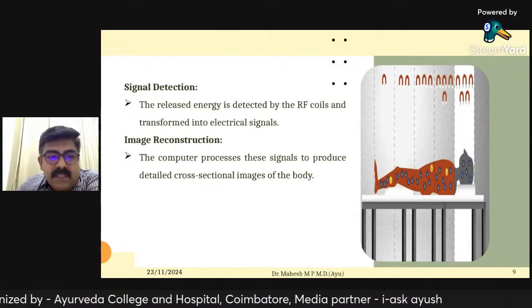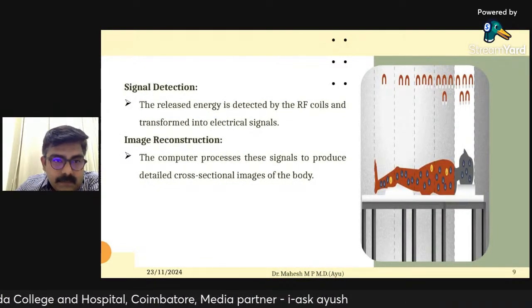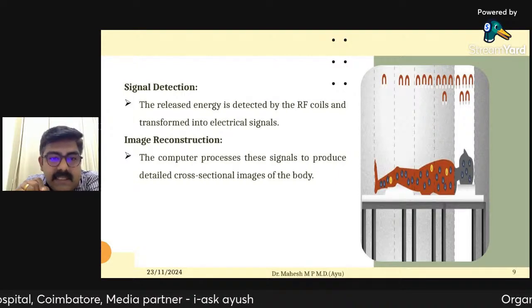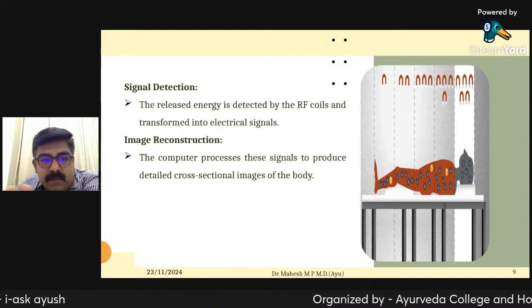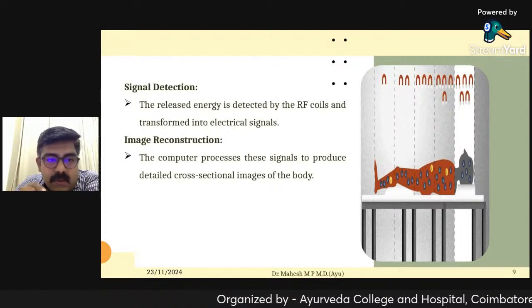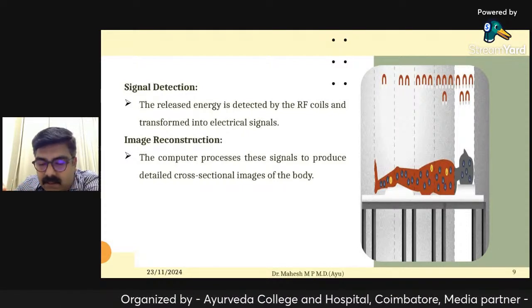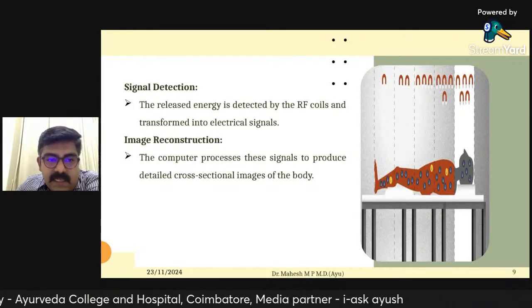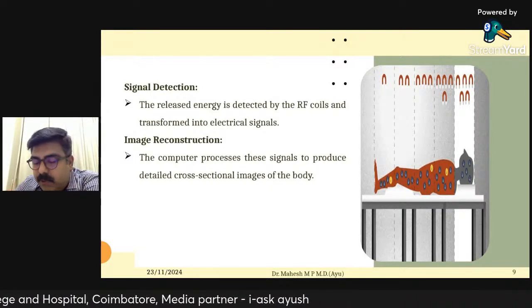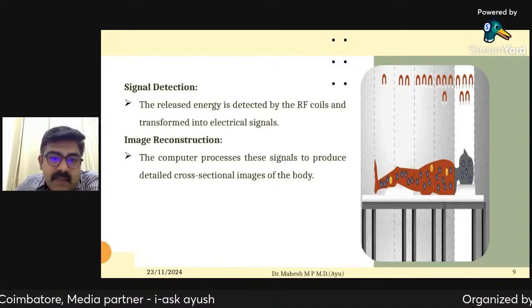So how are the signals detected? The released energy is detected by the RF coils, which we have already discussed, and it is transferred as electric signals. For image reconstruction, we already discussed the computer, which takes these signals and produces the different cross-sectional images.